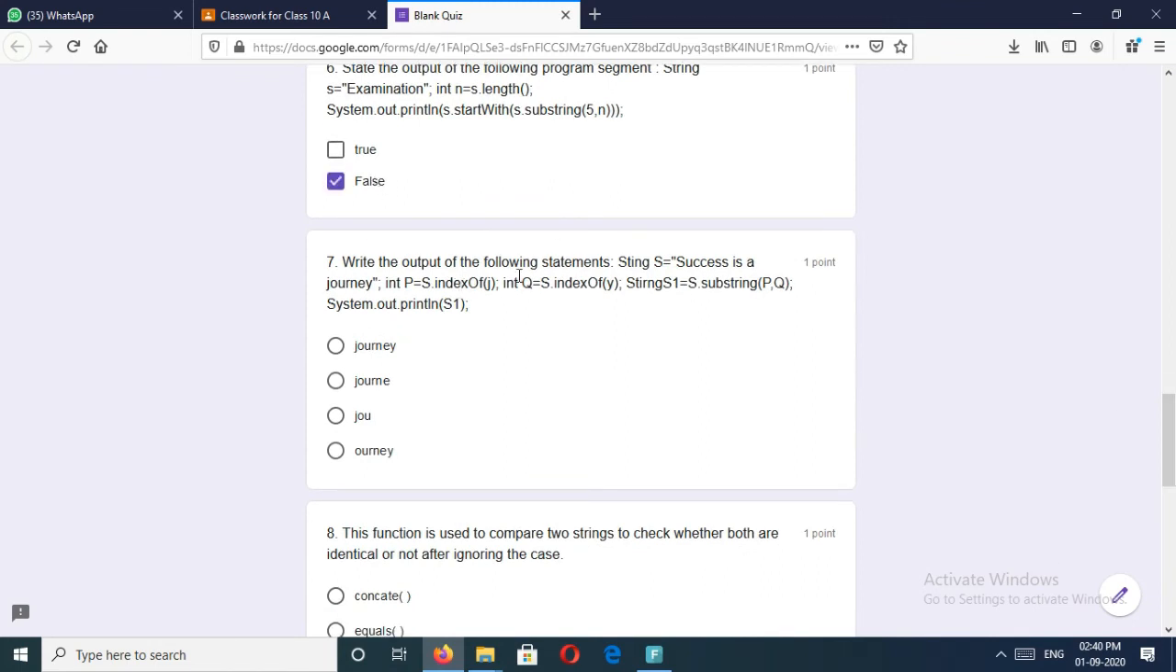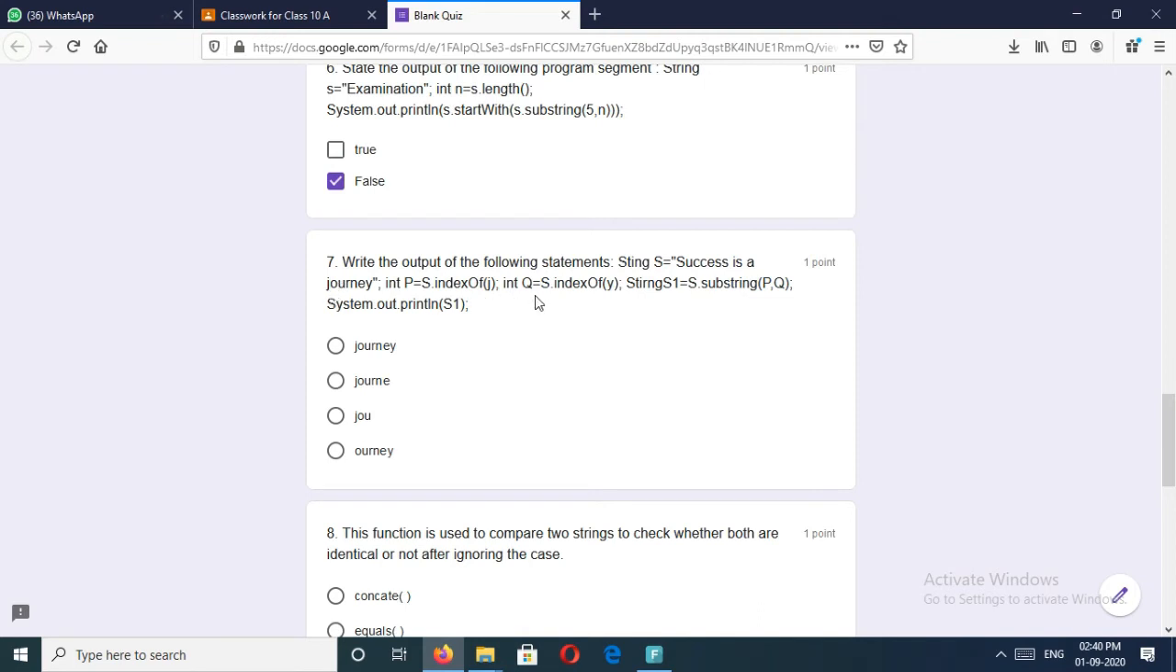Write the output of the following statement. String s = "success is a journey"; int p = s.indexOf('j'). What's the index number of j here? 0, 1, 2, 3, 4, 5, 6, 7. Blank space also will be counted. 8, 9, 10, 11, 12. You will get 12 here.